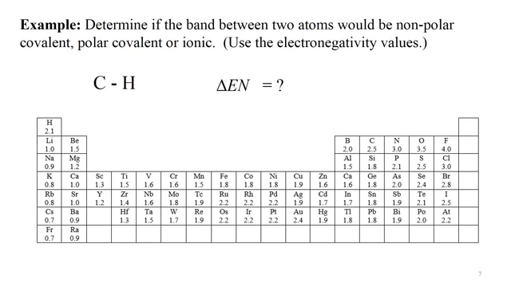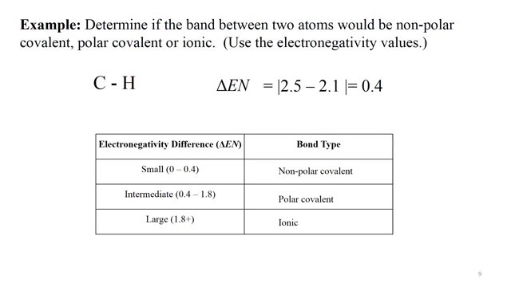The idea is to calculate the difference in electronegativity values of carbon and hydrogen atoms. The difference is 0.4. According to the table, the difference is right on the boundary. You should know that the bond between carbon and hydrogen atoms is always nonpolar.